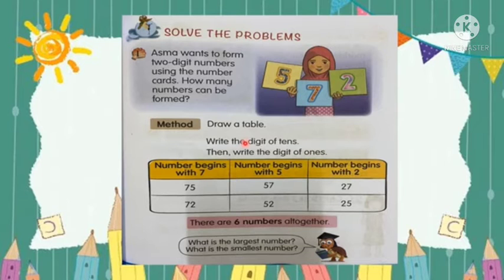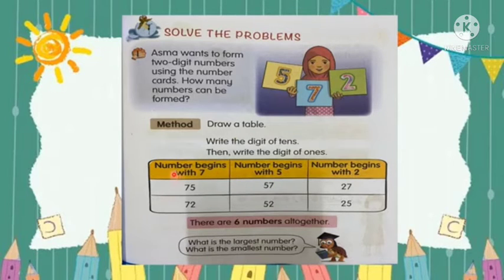One of the ways is we can draw a table. Kita boleh lukis dulu jadual. Then after we draw a table, what do we have to do? We have to write the digit of tens first, then write the digit of ones. Since Asma has three numbers, 5, 7, and 2, we have to draw a table that has three columns. 1, 2, 3.